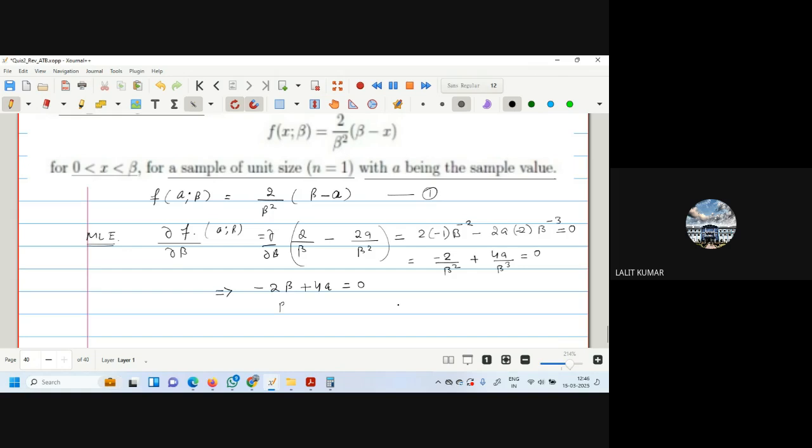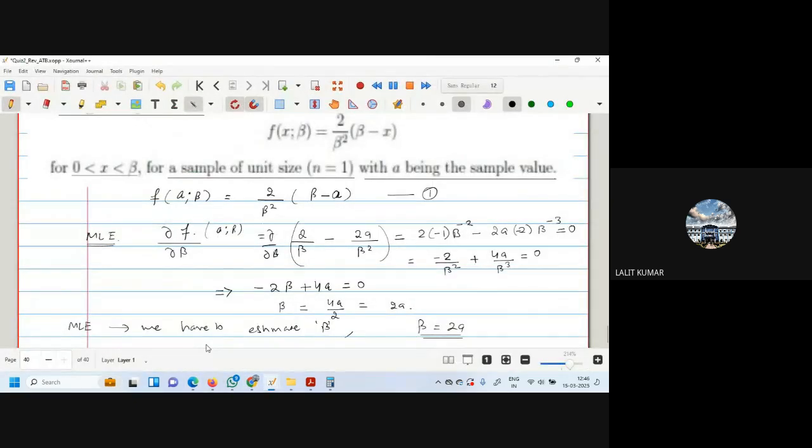And beta is equal to 4a upon 2, which is 2a. So in MLE, we have to estimate this beta, which was unknown. We have got beta is equal to 2a. Let's check the answer, whether it is matching. Beta is equal to 2a. It is correct. I think this same question is there in the GA also, if I'm not wrong, because I have seen this question earlier.